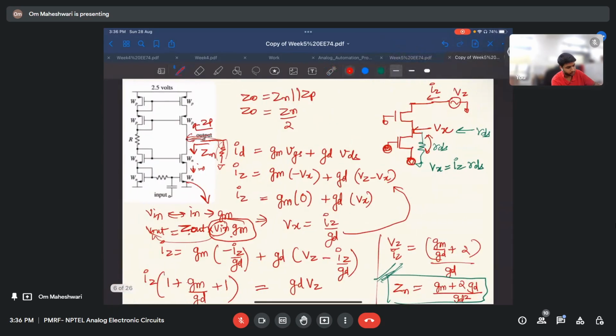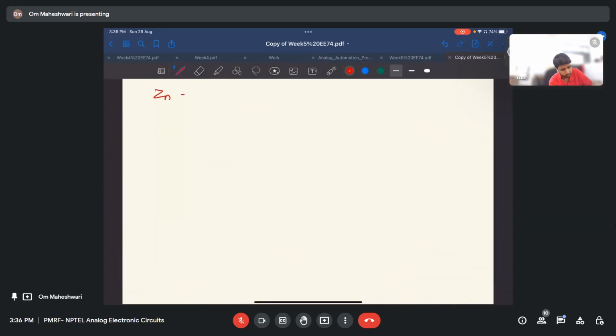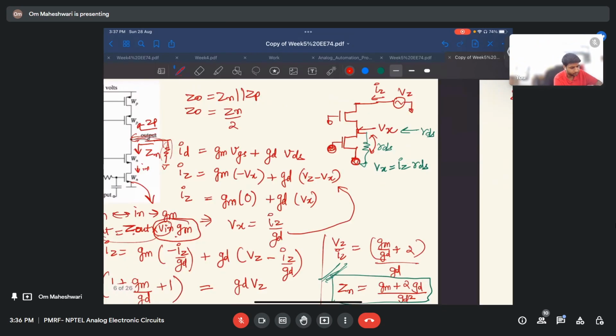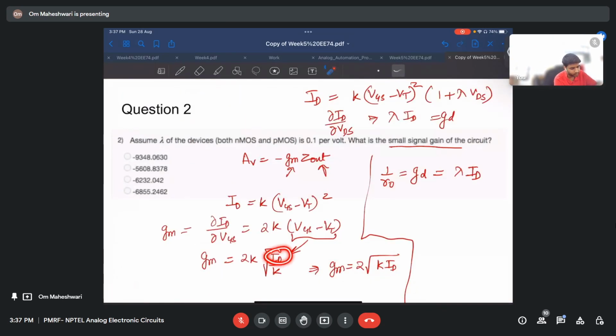So this was our Zn. Zn equals Gm plus 2Gd by Gd square. So Z naught will be Zn parallel Zp, Zn by 2, equals Gd by Gd square. Av is minus Gm Z naught. So finally, when you solve this, we know all the values because we can calculate Gm. We know ID, we know K, and we also know lambda.